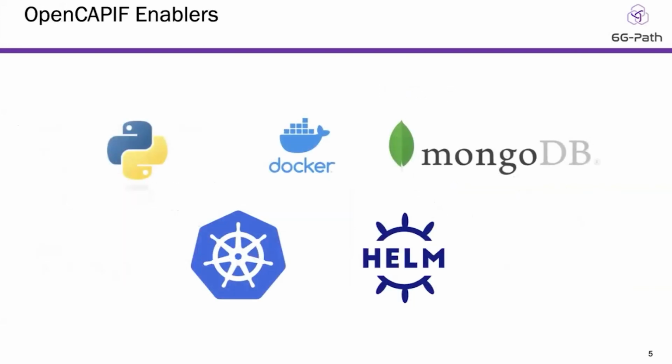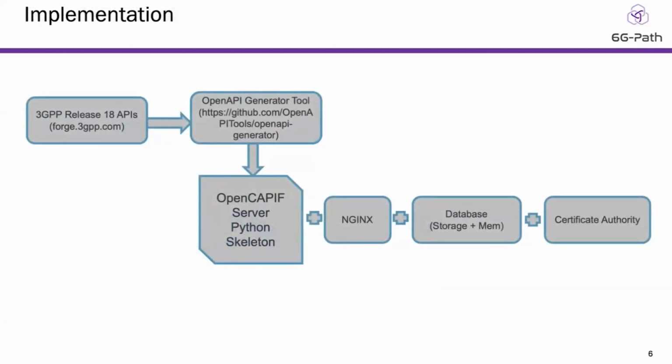On the other hand, to create this service, we use different components like Python, MongoDB, and Docker to create the images, to create separate services for each API defined for the CAPIF core function and the register service. Also, we create Helm charts to simplify the way to deploy on Kubernetes. And this is the path we followed for the first implementation.